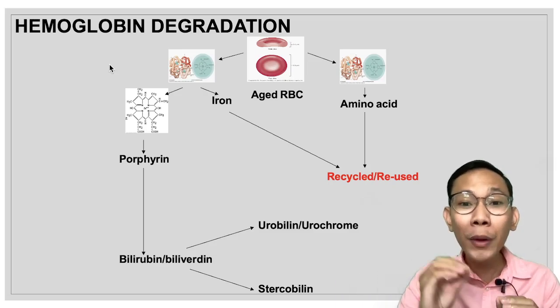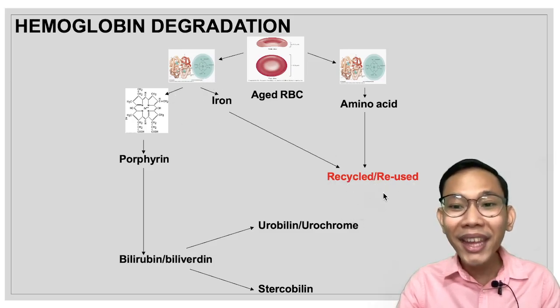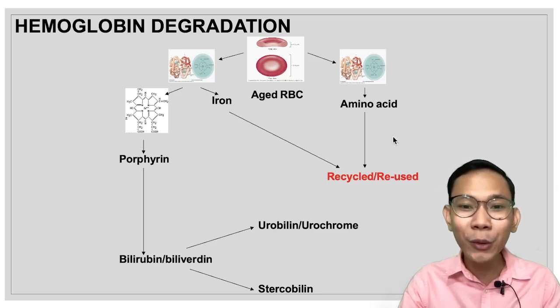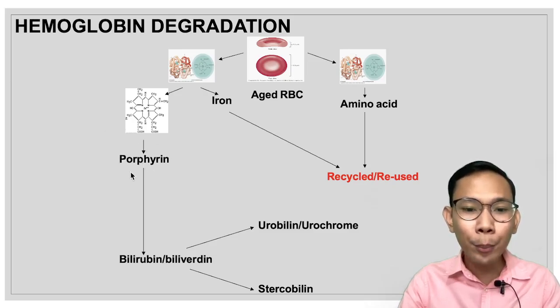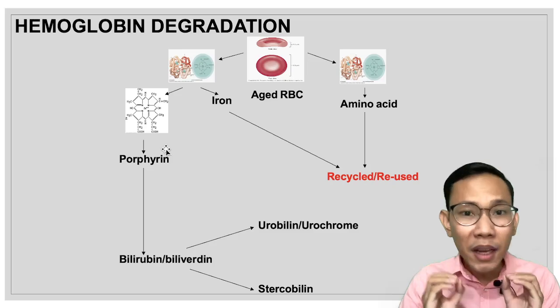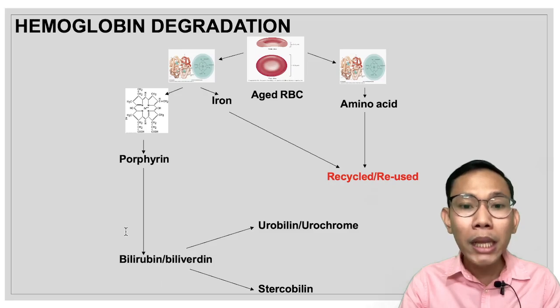Your iron will be liberated. Matatanggal ang ating iron and the iron will also be recycled and reused. Same with our amino acid. So walang tapon. Ang nangyayari is your porphyrin. So yung porphyrin natin will undergo several stages. Magiging biliverdin and nagiging bilirubin.